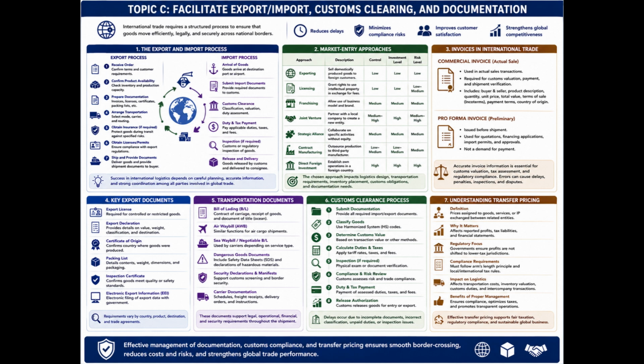Organizations can participate in international trade through several market entry approaches depending on their strategic objectives, resources, and risk tolerance. Exporting is the most common method and involves selling domestically produced goods to customers in foreign markets. Other approaches include licensing, franchising, joint ventures, strategic alliances, contract manufacturing, and direct foreign investment. Each method presents different levels of control, investment, complexity, and risk. The selected approach influences logistics network design, transportation requirements, inventory placement, customs obligations, and documentation needs.